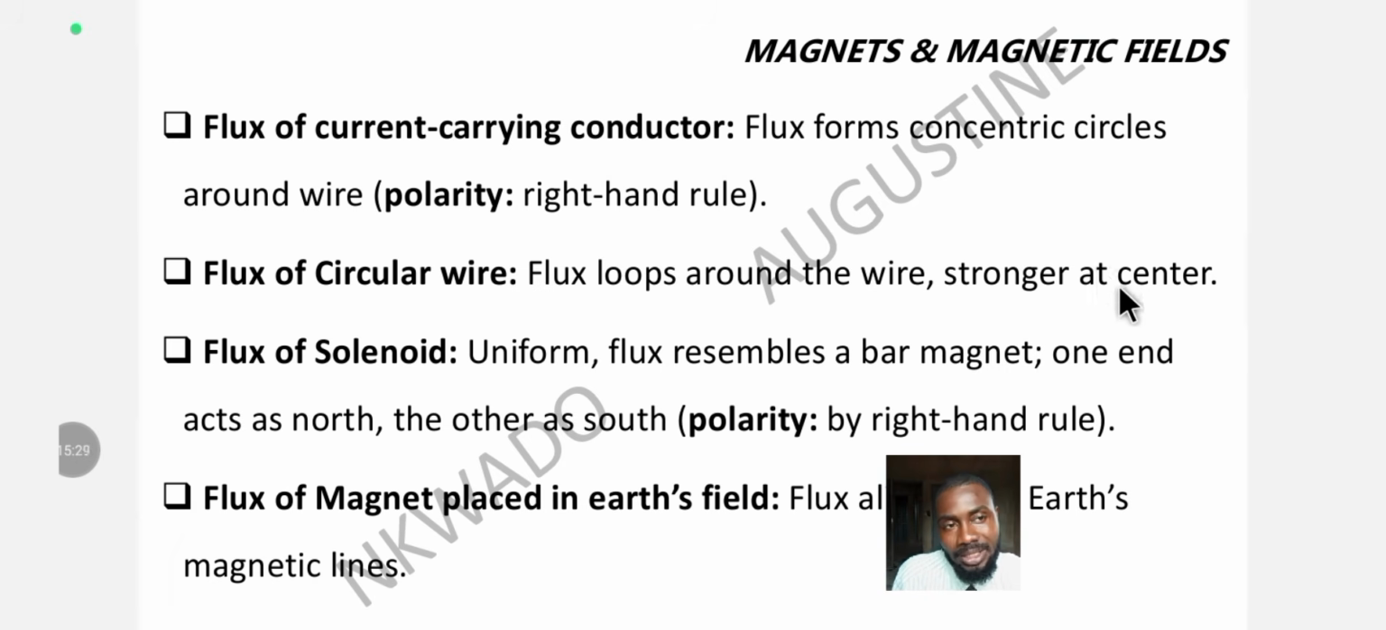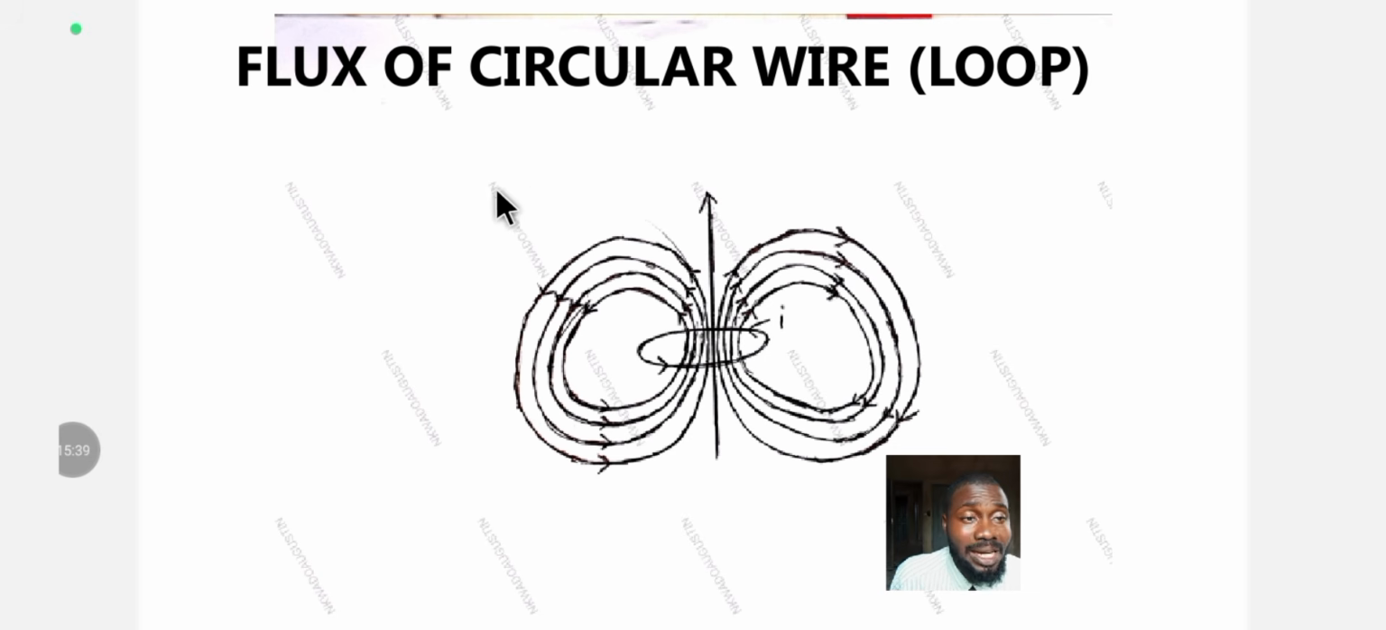Let's take a look at the diagram. So this is the diagram of the flux pattern in a circular wire. You can see it loops. Can you see how it loops around? This one is the circular wire. All right, so this one is the flux. You can see how it loops around the circular wire, and the flux is stronger at the center. Around here it is stronger. Okay, circular wire. So it loops and it's usually stronger at the center.